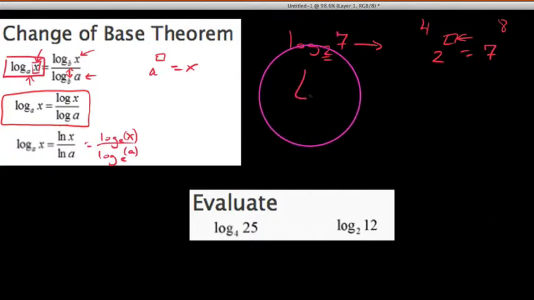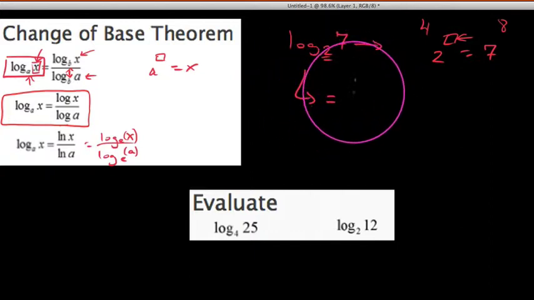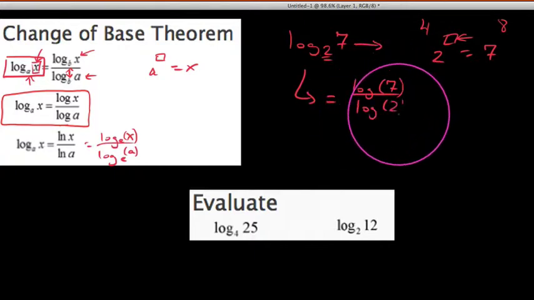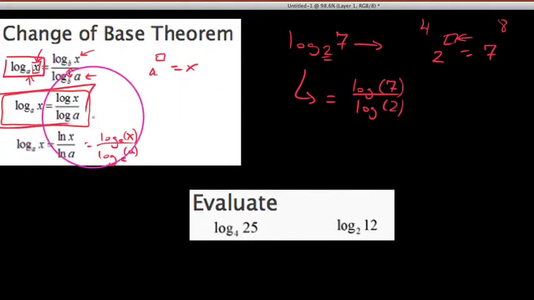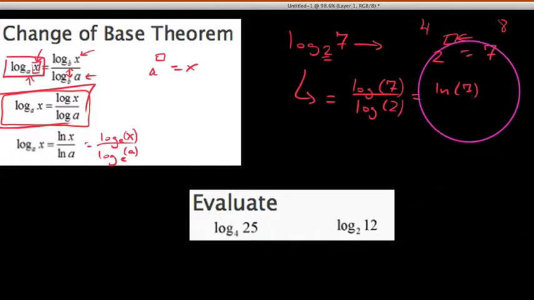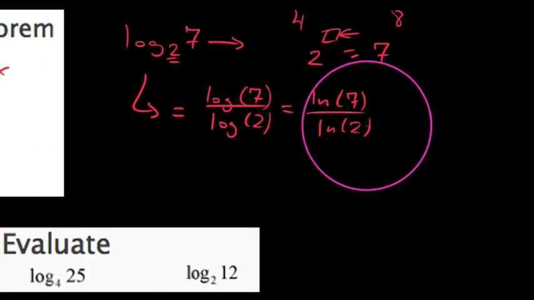So for instance here, this would have to be, by all rights, the same as log base 10 of 7 over log base 10 of 2, which is the common log version of it. You can use ln. I actually prefer ln, so we could write this as ln 7 over ln 2, but this is going to give us what we're looking for here.